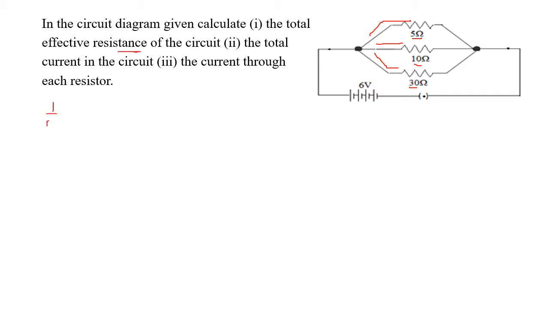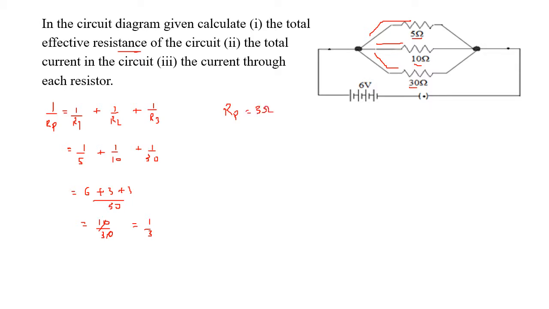So you have got 1 upon Rp equal to 1 upon R1 plus 1 upon R2 plus 1 upon R3. It is 1 upon 5 plus 1 upon 10 plus 1 upon 30. The LCM is 30, so you get 6 plus 3 plus 1 upon 30 equal to 10 upon 30 equal to 1 upon 3. So 1 upon Rp is 1 upon 3, so Rp is equal to 3 ohm. The equivalent resistance of the circuit is 3 ohm.